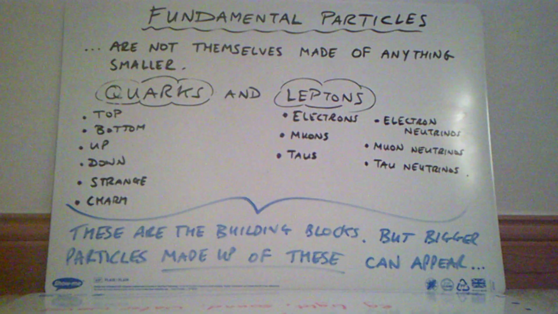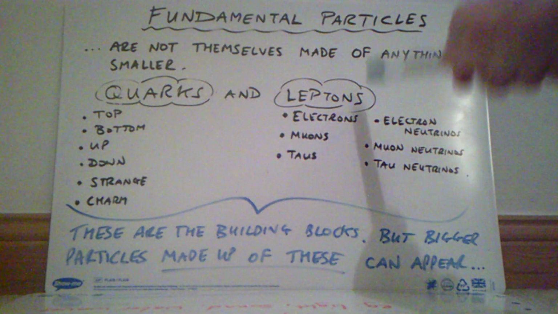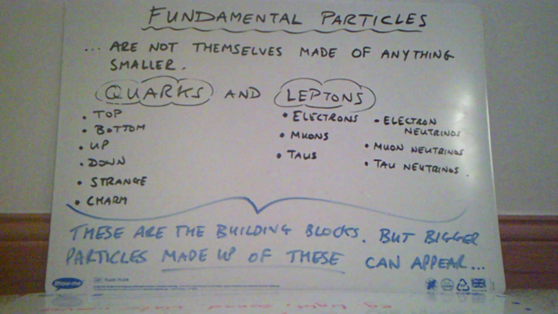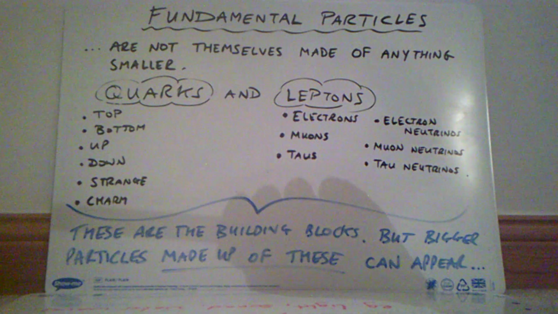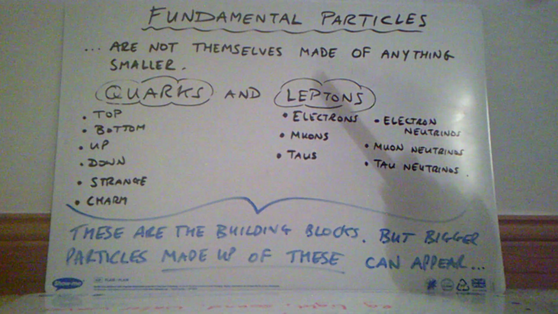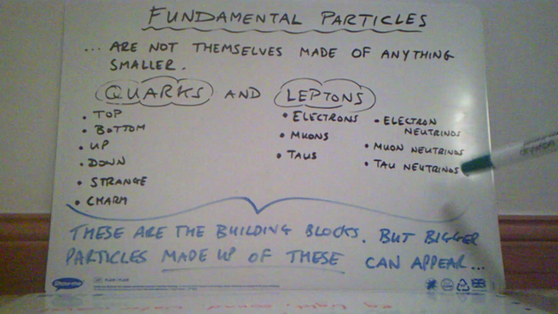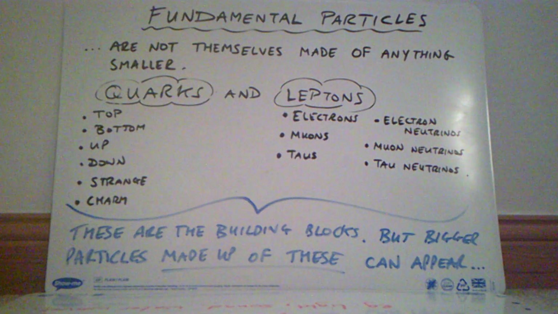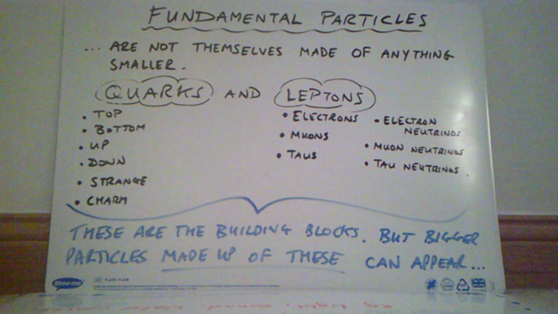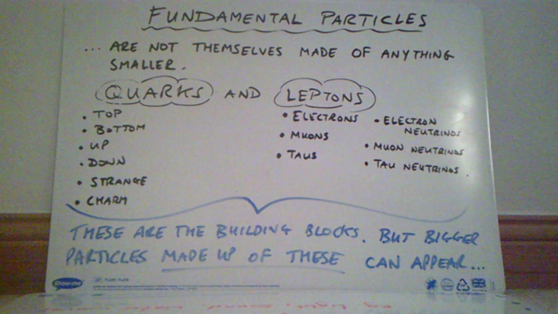Now there's two families of fundamental particles. There's quarks and leptons. There's 6 types of quark: top, bottom, up, down, strange, charm. There are 6 types of leptons: electrons, muons, taus, electron neutrinos, muon neutrinos, tau neutrinos. This is a bit of a geography lesson, I'm afraid. In other words, it's just learning names and regurgitating names. But unlike geography, this is a lot more interesting.